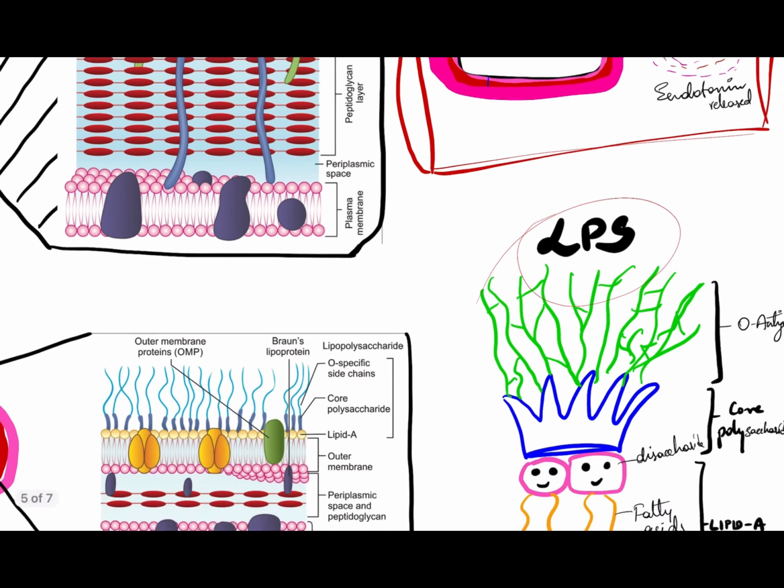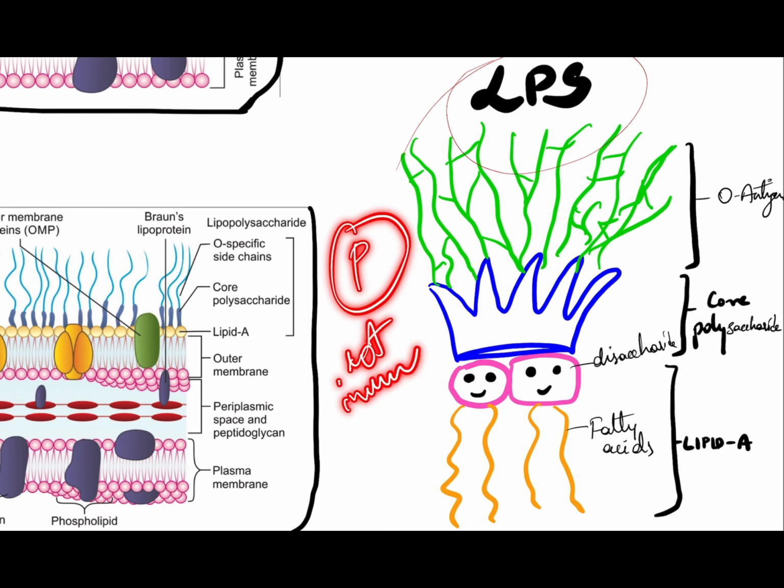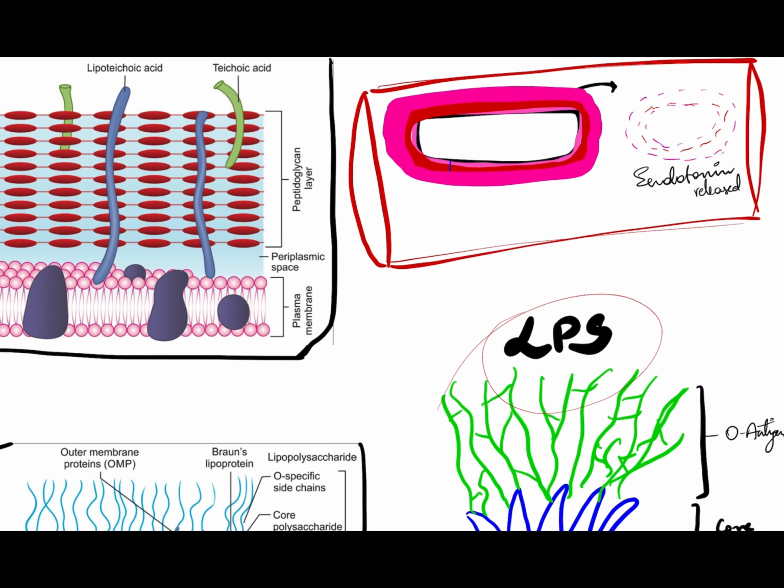This is a second difference. Another difference is that this endotoxin is pathogenic but not immunogenic. What do I mean by that? When gram negative bacteria enter the human body and cause cell lysis, endotoxin is released into the blood, but it does not stimulate the immunity of the host. So no antibodies are formed against this endotoxin, right?